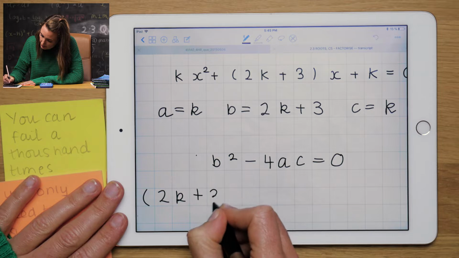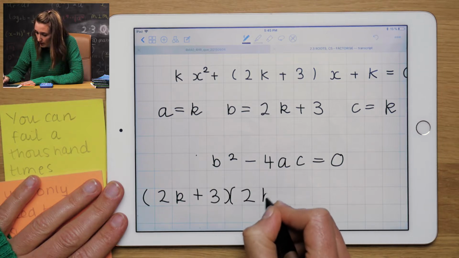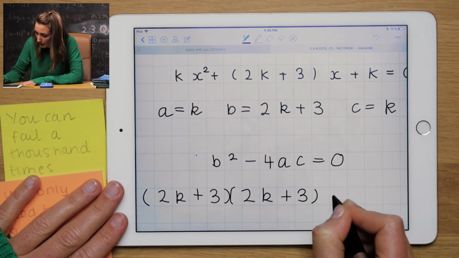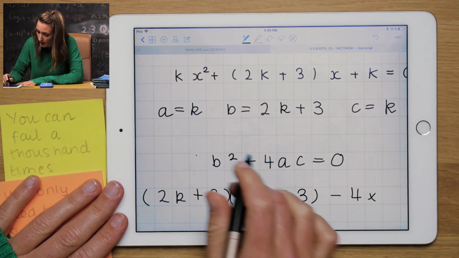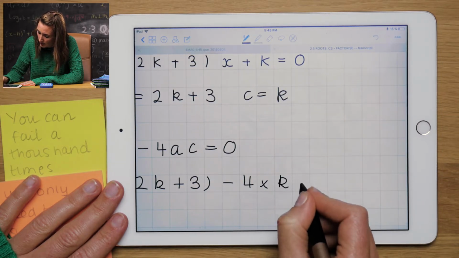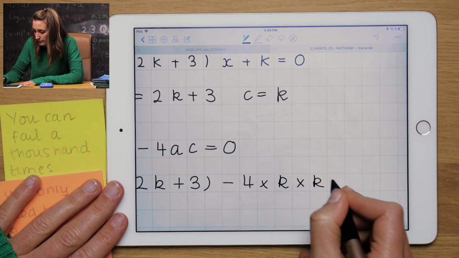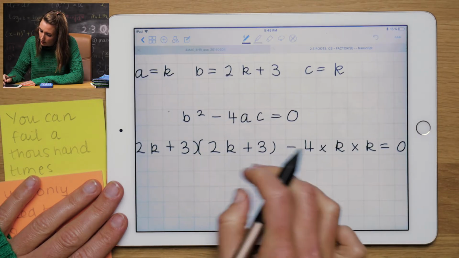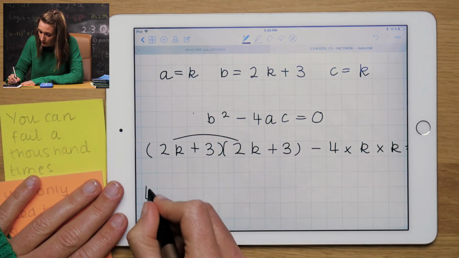2k plus 3, 2k plus 3, minus 4 times a is k, times c is k, equals to 0. So let's get this multiplied out.